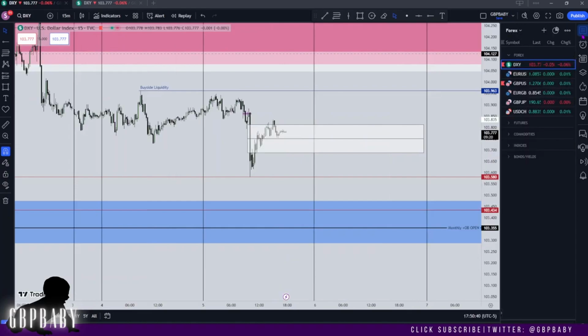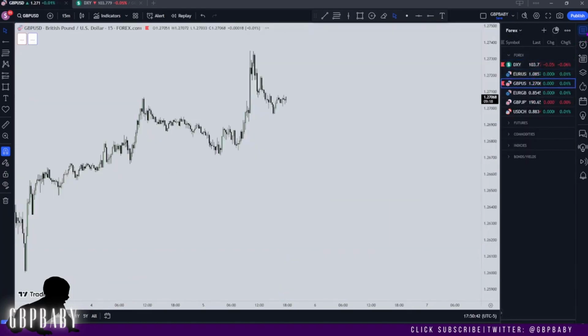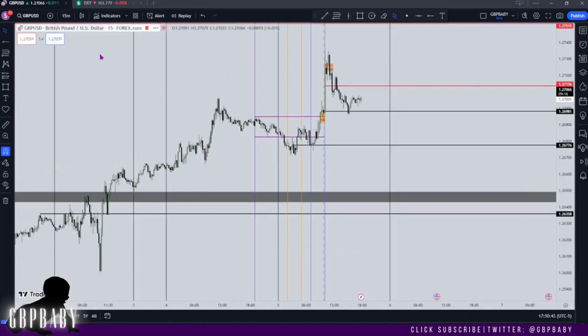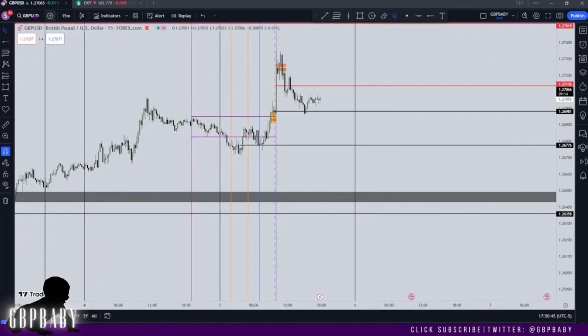Let's now go on to GBP USD. So GBP is what I was trading today.